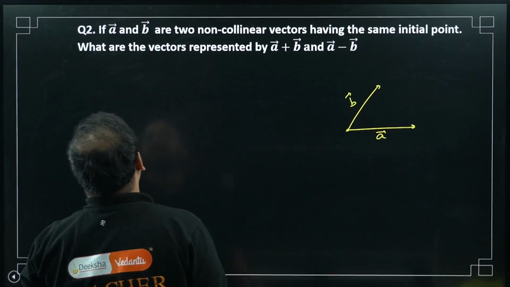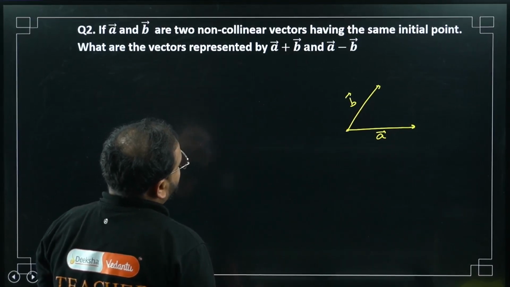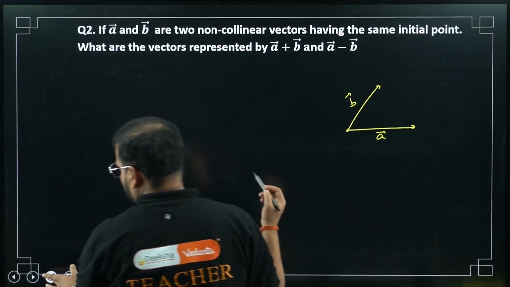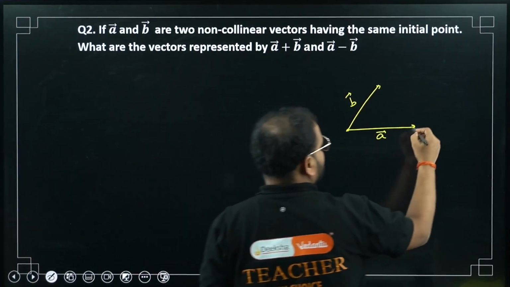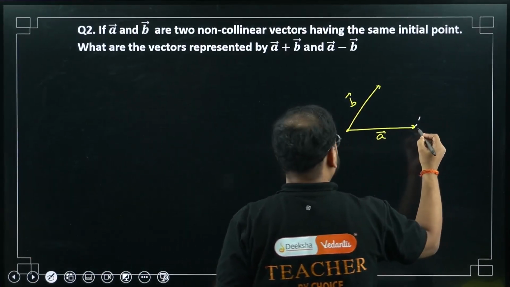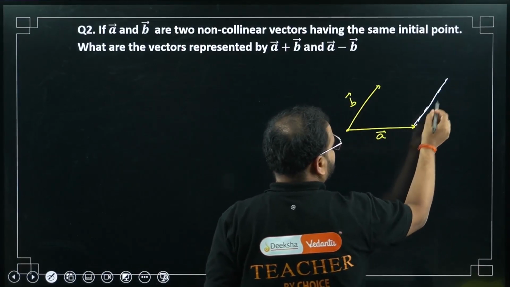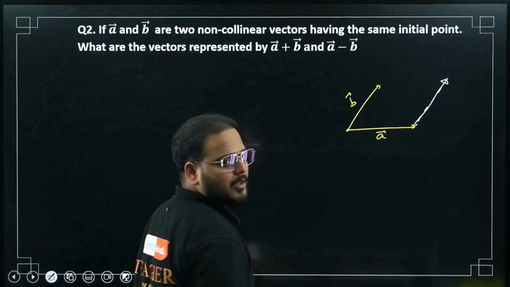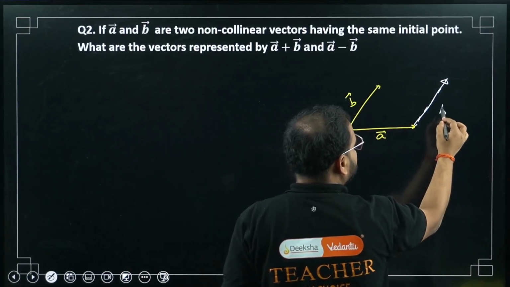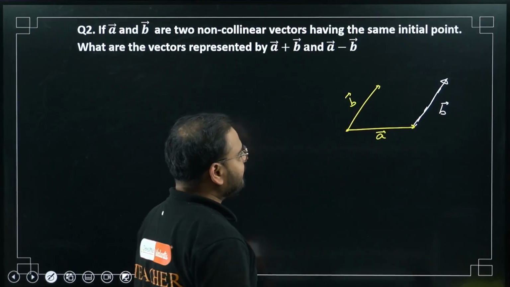Now what they're asking is: what is the vector represented by A plus B? Just do one thing, translate this vector B like this over here, parallelly. This is going to be B.